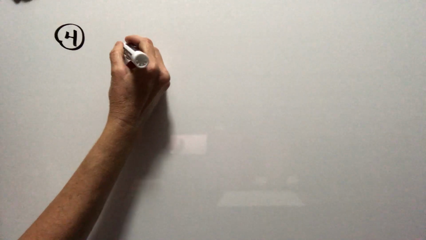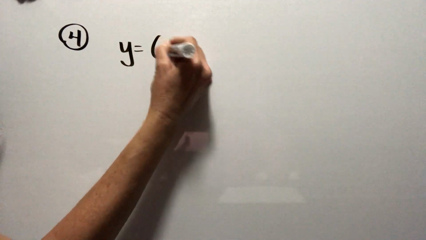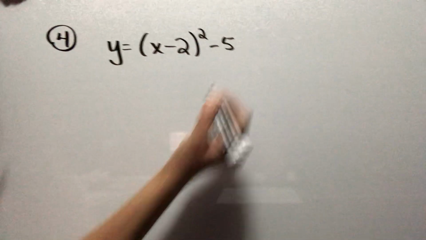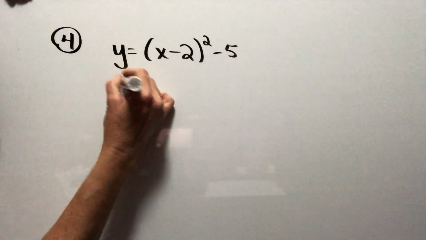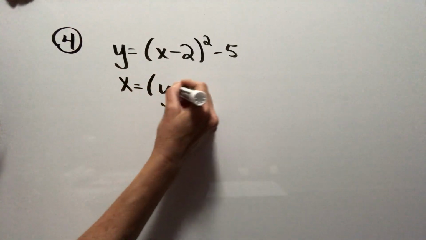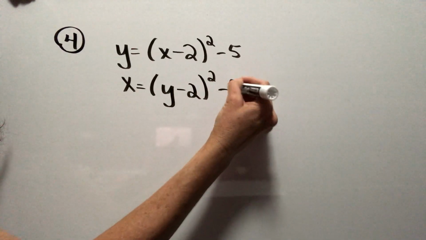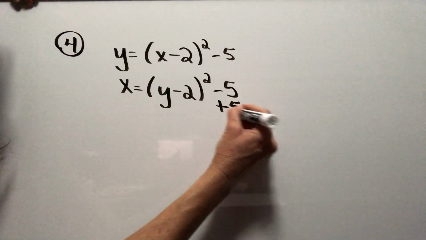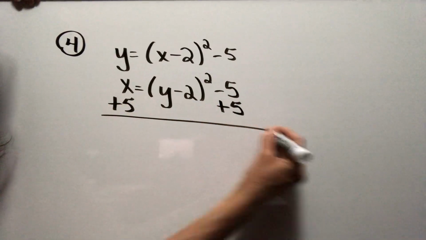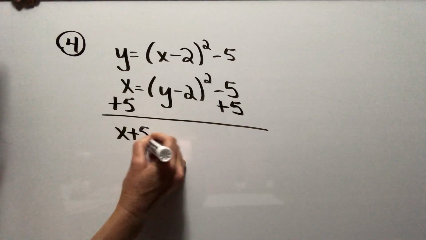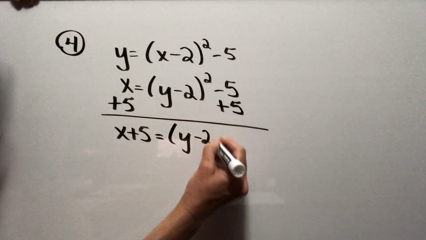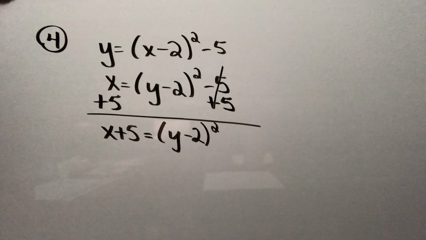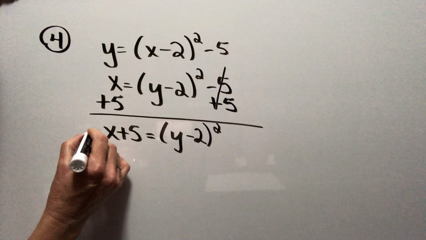Okay, so number 4, y equals x minus 2 squared minus 5. Find the inverse. So I'm going to switch the x and the y, and then solve for y. So first of all, I will add 5 to both sides. So I'll have x plus 5 equals y minus 2 squared, because the 5's would cancel. Now this time I'm going to need to get rid of the square by doing the square root of both sides.